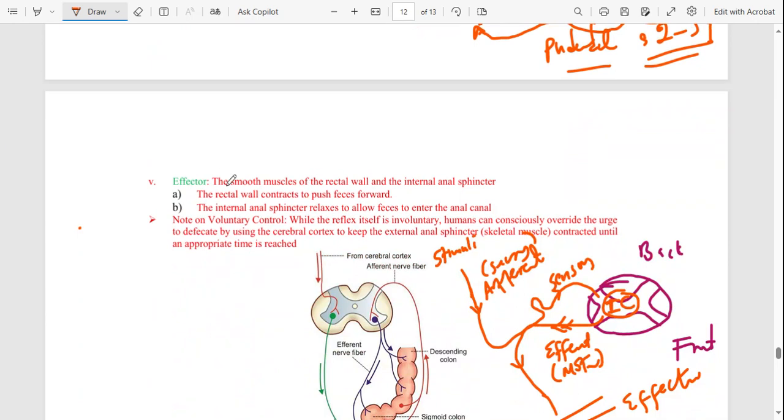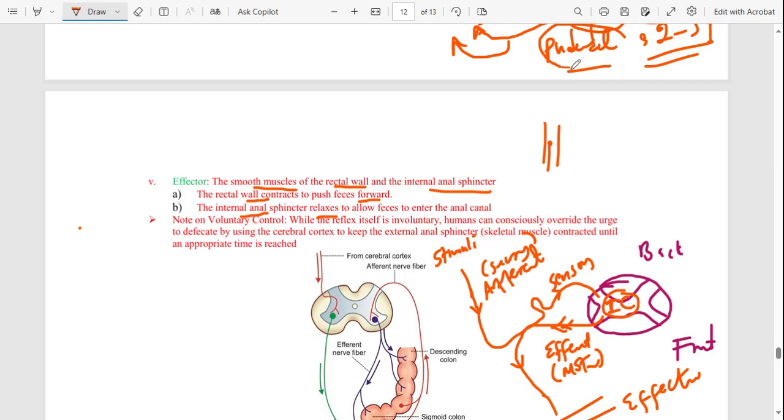So the effector organ in this case is going to be the smooth muscles of the rectum, even the internal anal sphincter. Once this nerve goes back, it will go to the smooth muscles of the rectum and the internal anal sphincter. The internal anal sphincter is involuntary, you don't control it. So the rectum is going to contract to push the feces away, and then the internal anal sphincter is going to relax so that it can allow the contents, the feces, to move.